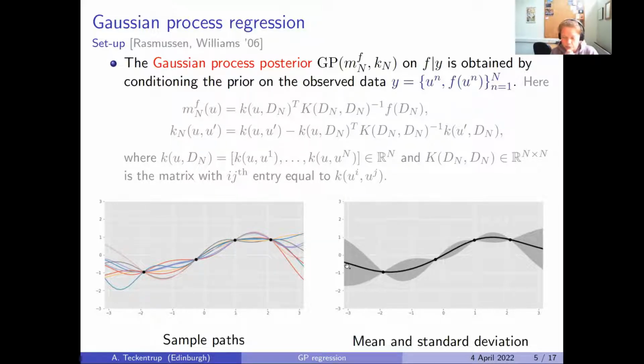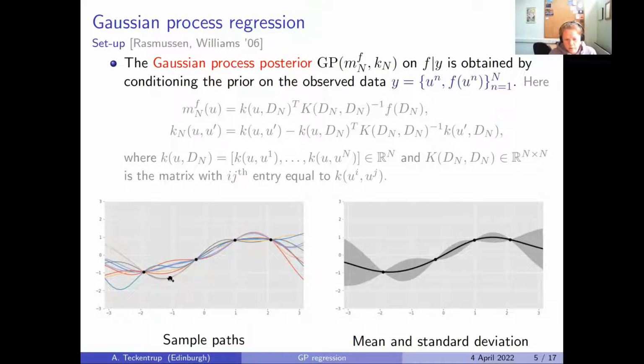So you're conditioning the process on going through the observations. So the mean always passes through those observations. You can also see that at these points, the variance becomes 0. Again, that's because you're conditioning the Gaussian process to go through those points. So in particular, every sample path that you see here will also go through those points. And so the variance at these points is 0.